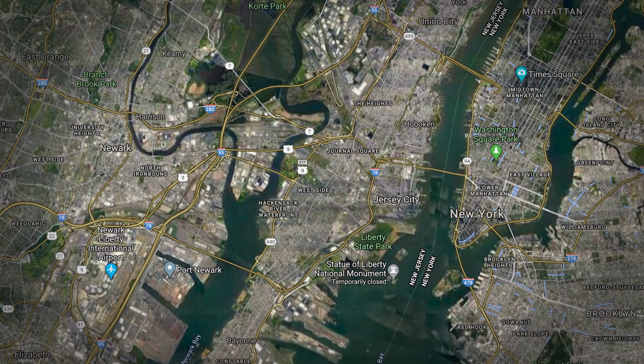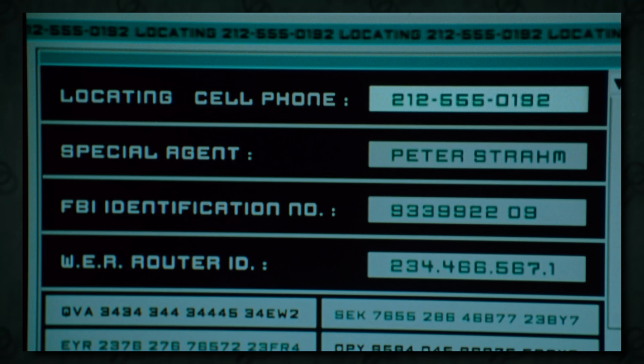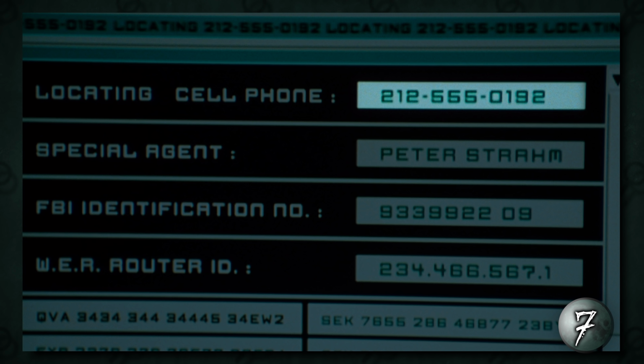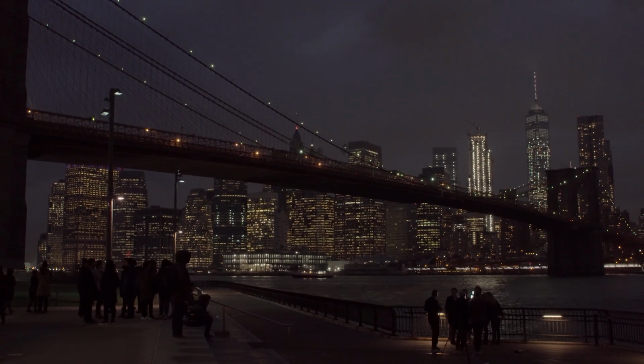The FBI has offices in both Newark and New York, and Agent Strahm's phone number has a 212 area code, meaning he could be from the nearby city of New York.